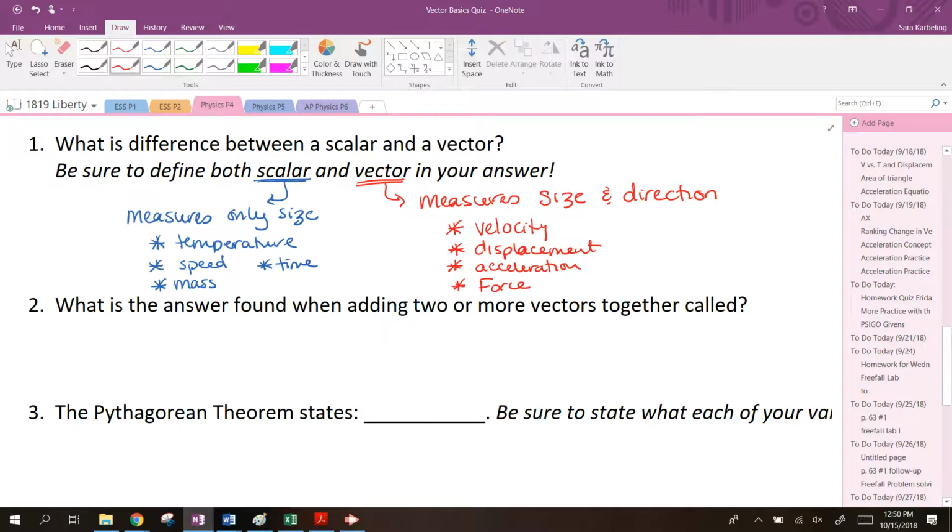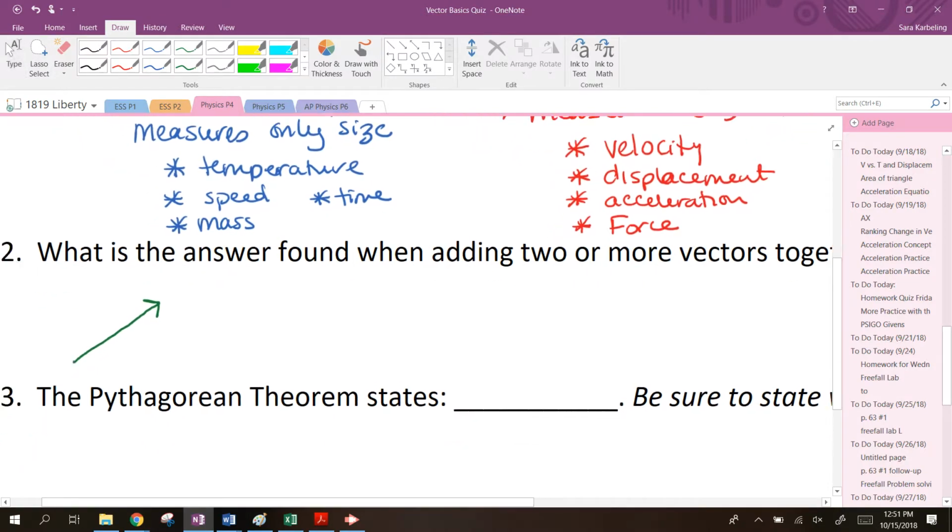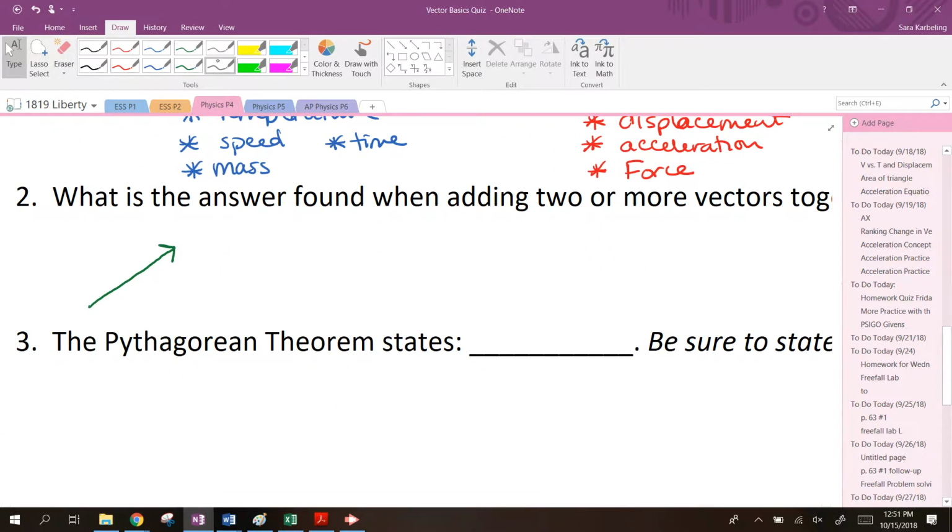So that's the difference between a vector and a scalar. If you didn't know, you know now. Now you know it. Yay! What is the answer that is found when adding 2 or more vectors together called? So this is funny. If we're going to draw a vector, because it has size and direction, when we draw a vector, we draw it like an arrow. I think somebody, Stella, did you say it was like an arrow? So you're going to draw that arrow because we're going to dissect our vector. So go ahead and draw your arrow, okay?